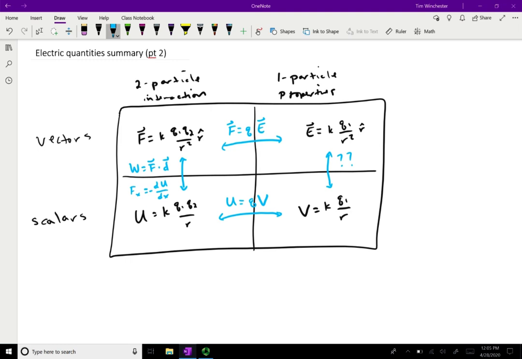So another thing to notice is that as we go from the upper left of this diagram to the lower right, the formulas get simpler, but in some ways the concepts become more abstract. So forces are very easily understood. You can see a particle being pushed by another particle. You can feel a push or pull. So that's very concrete in that way.